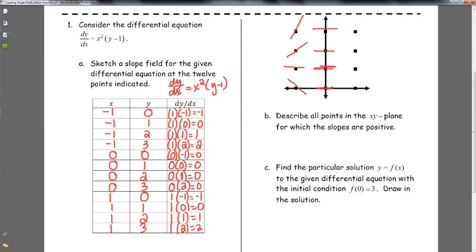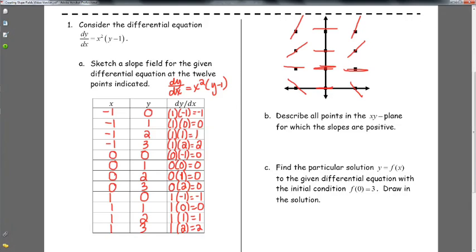At my x-intercept, at (1, 0), I have a slope of negative 1. At (1, 1), I have a slope of 0. At (1, 2), I have a slope of 1. At (1, 3), I have a slope of 2.